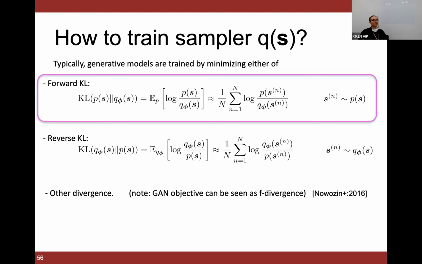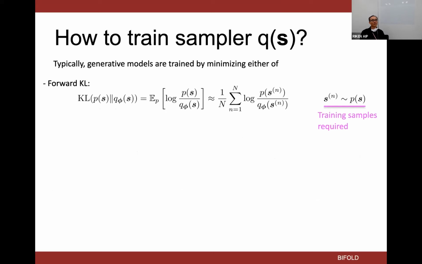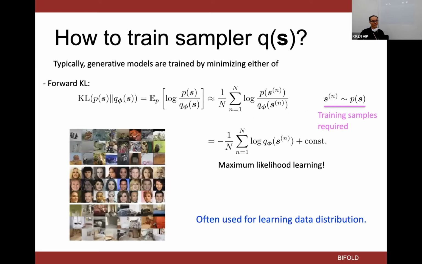Let's think about forward KL first. In the forward KL, if we form the estimator naively, we require samples from the training distribution. This situation typically happens when we want to train generative models on huge training data like ImageNet or this kind of computer vision application. Basically, we are already given samples from the true distribution, so we can just minimize the forward KL, which corresponds to maximum likelihood learning, and this is very popular.